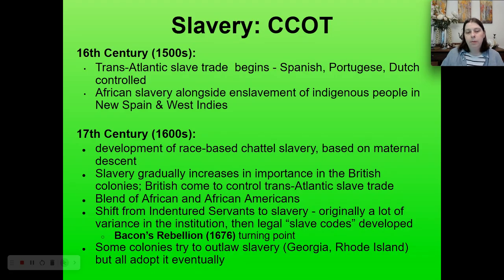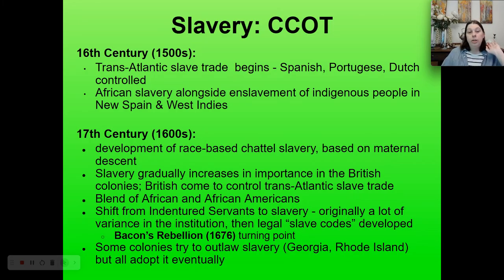Starting in the mid 1600s, the 1630s, 1640s, we'll see the institution start to harden through the passage of laws called slave codes, which, for example, codify the idea that slave status descends from the mother. Slave status means that you're a servant for life, that you can't be free eventually, and it cuts off other opportunities to earn freedom, those types of things.